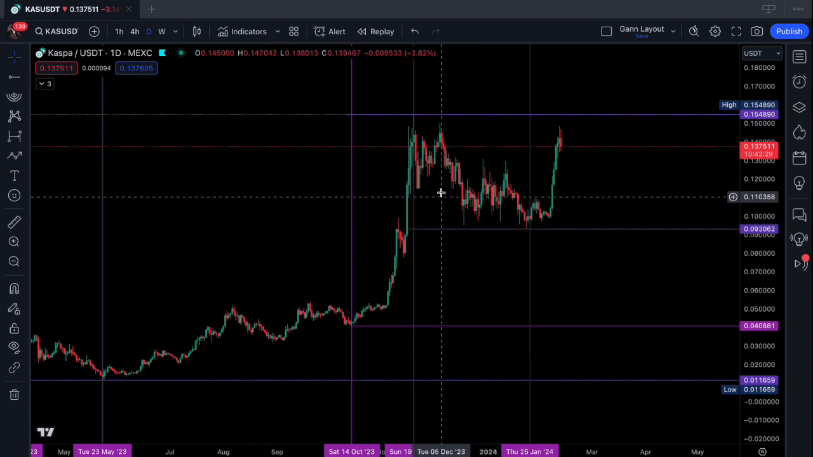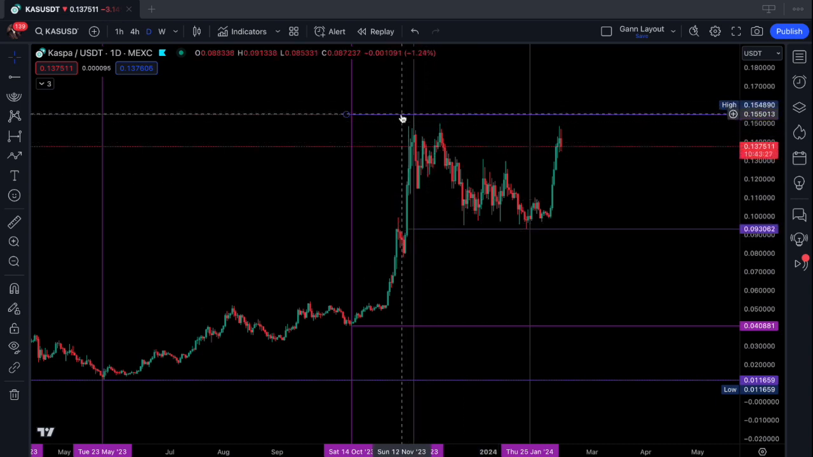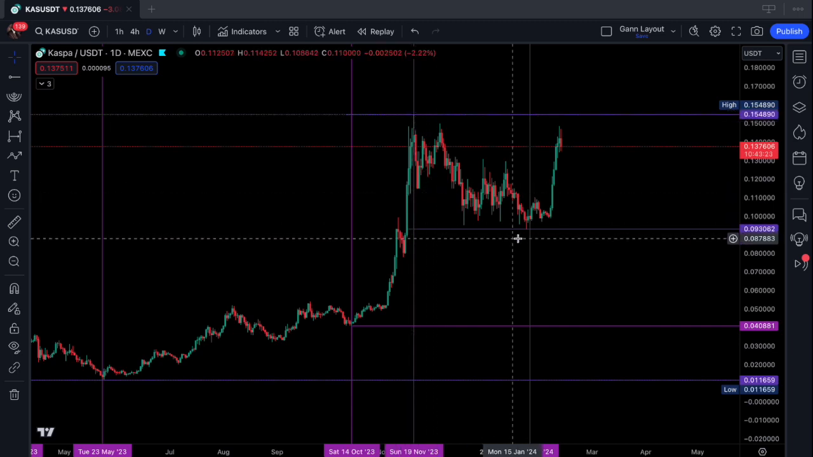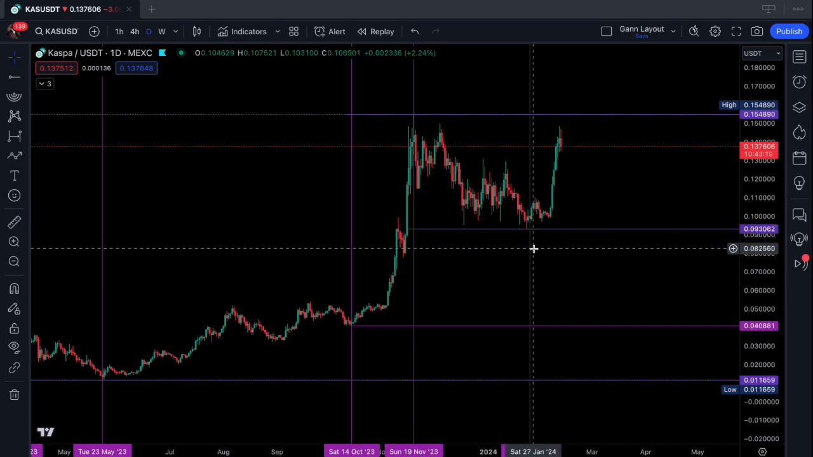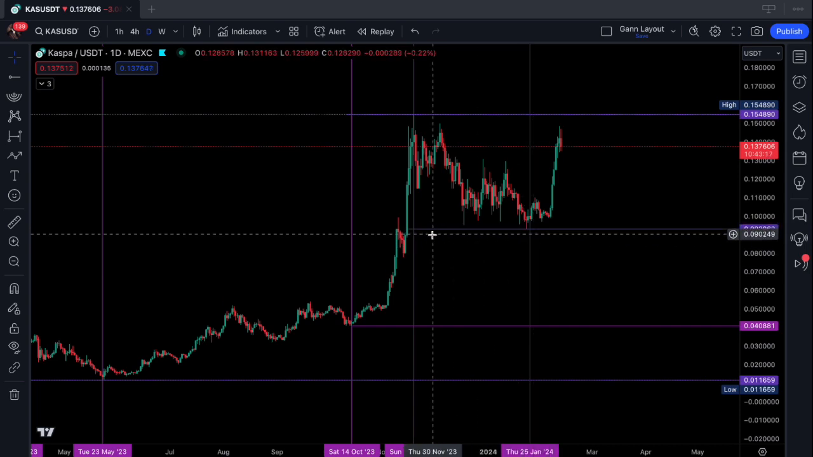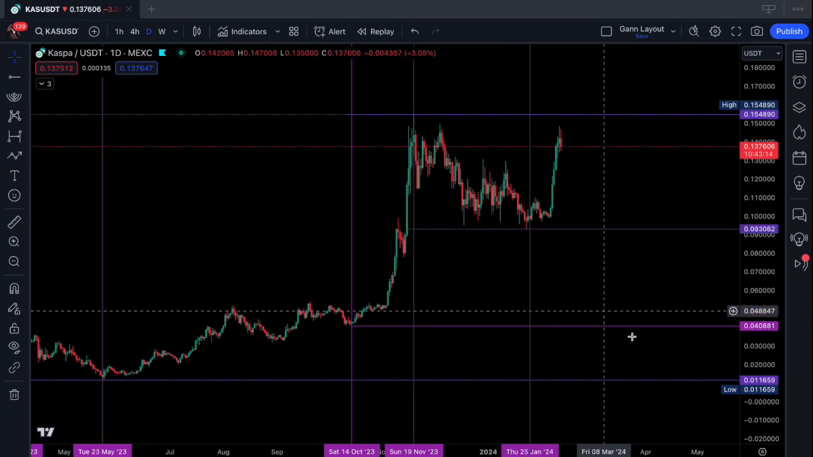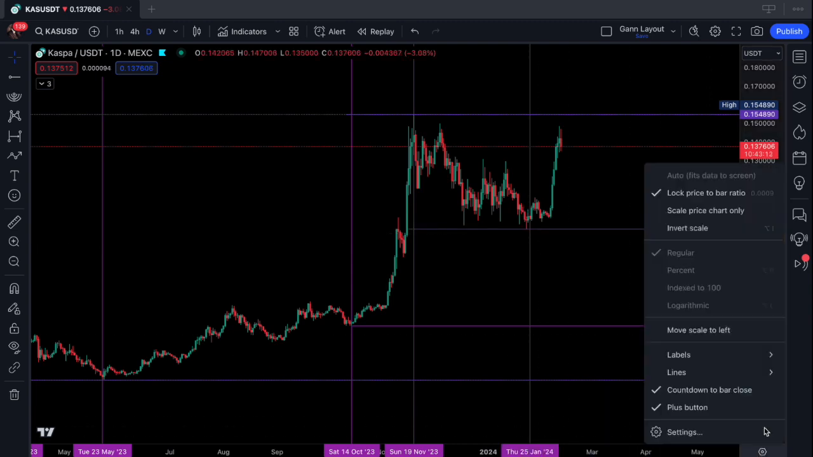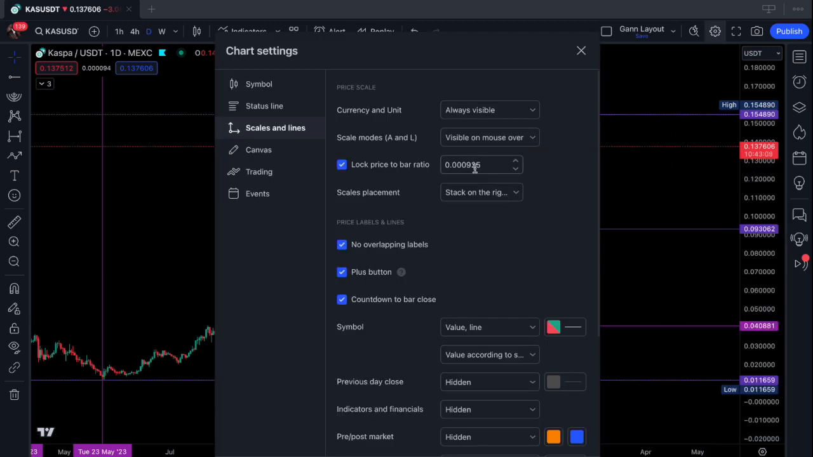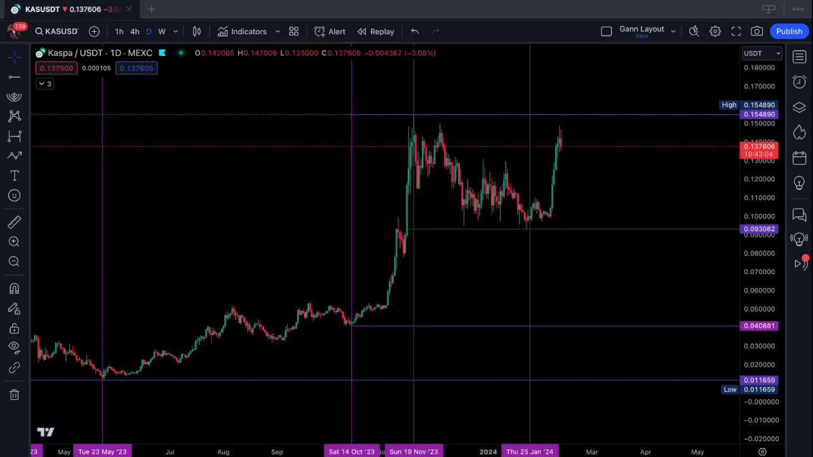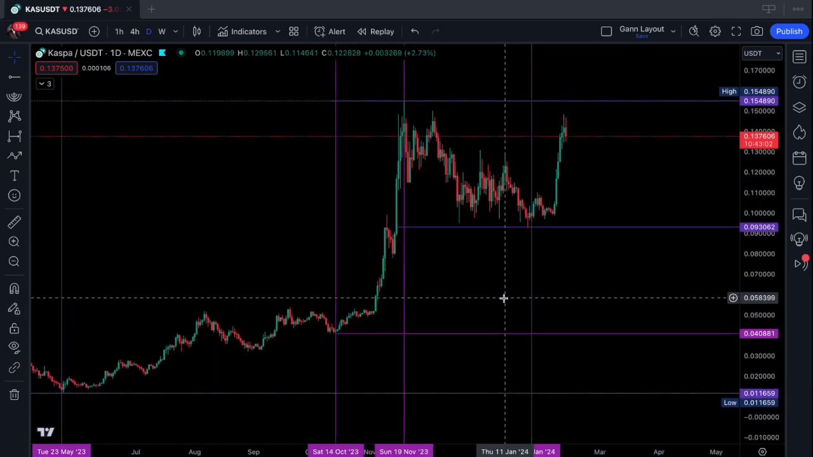How did I scale the chart? I took the value of the all-time high, I deducted from it the low, 9.3 cents, and I divided by the number of days. I moved over to settings, chart settings. This is the scale, log price to bar ratio. Okay, the chart is scaled.